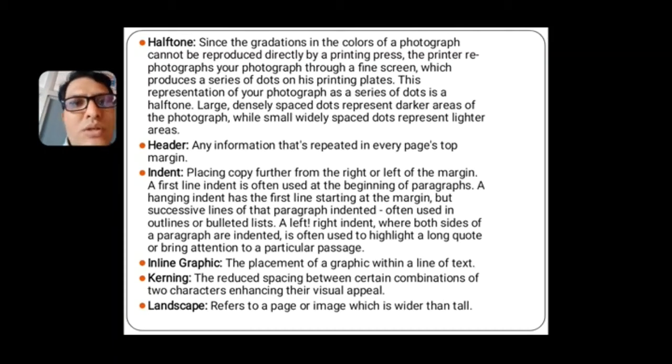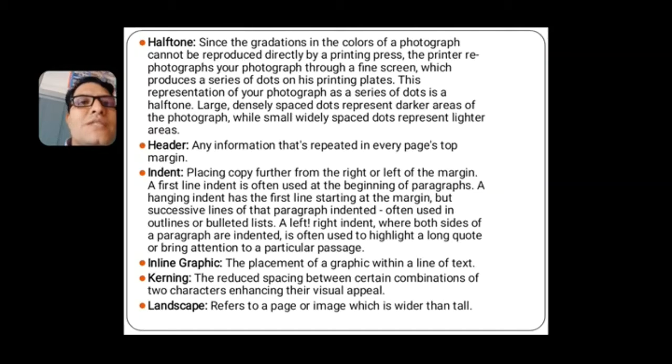As we know, what is a dot, right? So if your image produces a good, fine set of dots, then it will print a good, fine set of dots on printing plates. This representation of your photograph as a series of dots is halftone. So whatever the representation of dots in your photograph is called halftone.